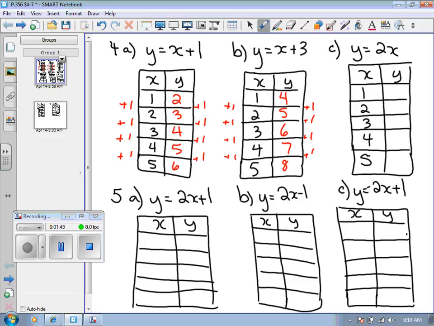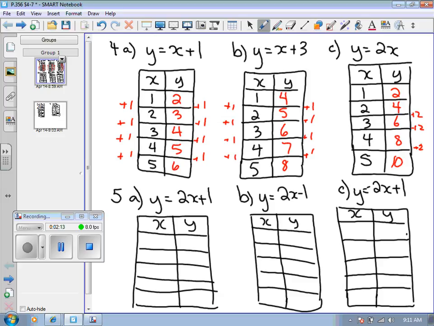Next one, y equals 2x. So 2 times 1 is? 2 times 2 is? 2 times 3? What's happening each time here for a pattern? We're going up by 2. So what's the next one going to be? The next one? Good. So again, use what works for you, either patterning or substitution.